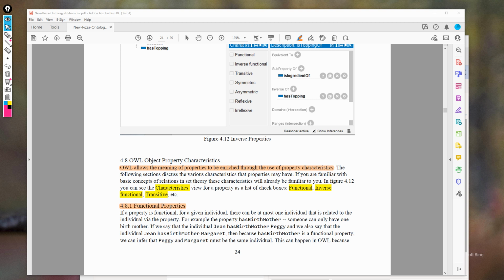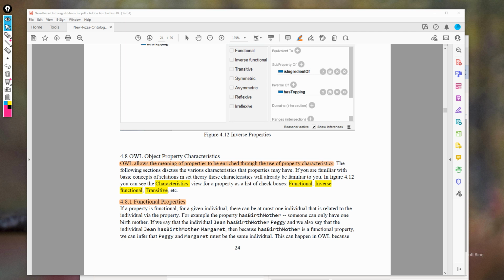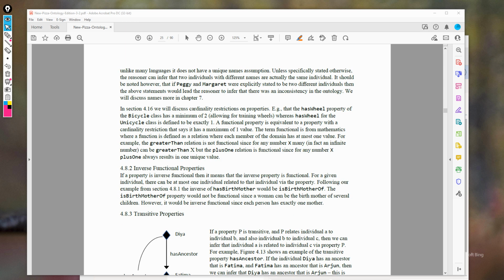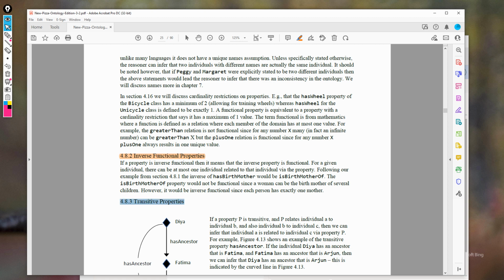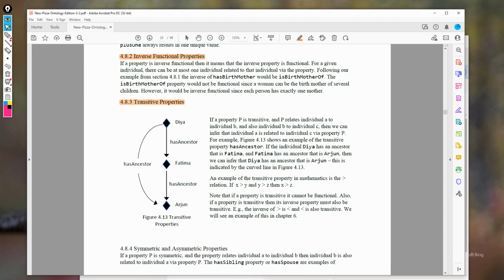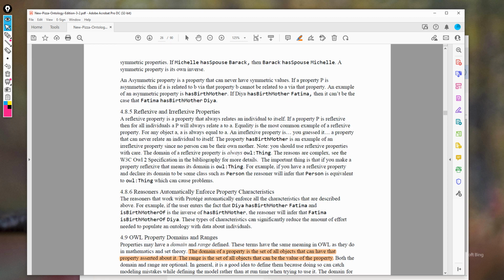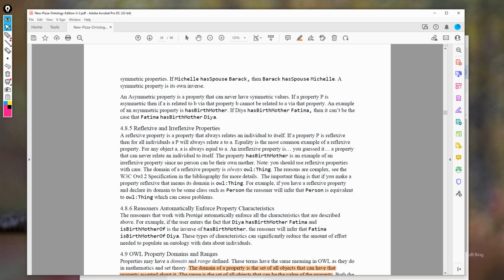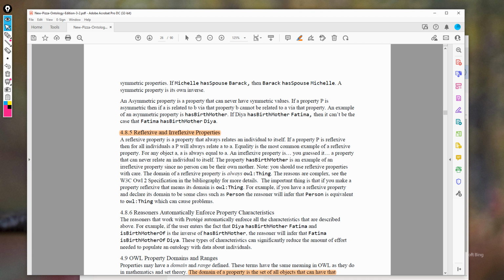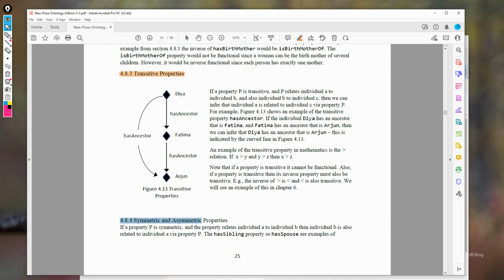As you can see here, there are the functional properties. Another one is called inverse functional properties. The next one is the transitive properties. Next are reflexive and irreflexive properties, and so on. And then one more, the symmetric and asymmetric properties.